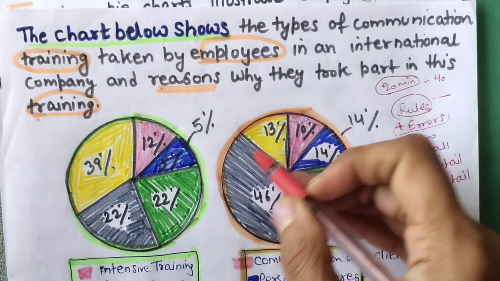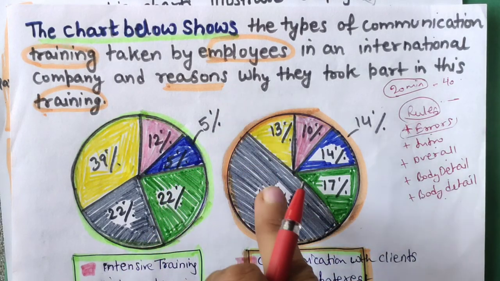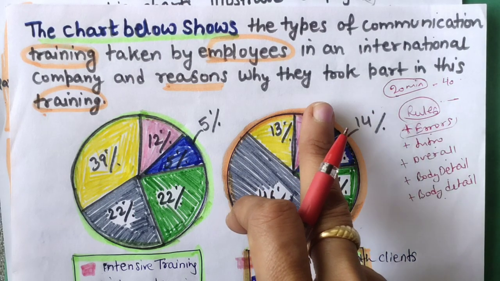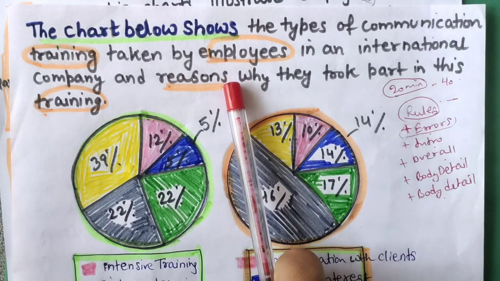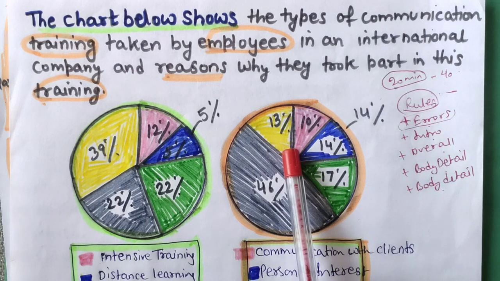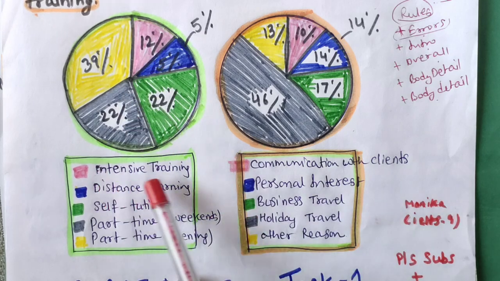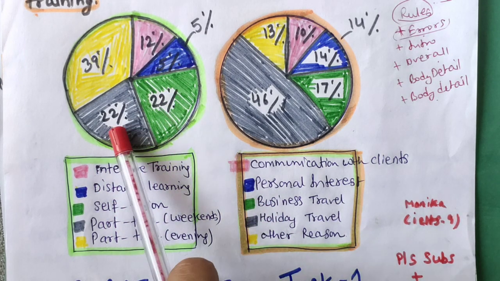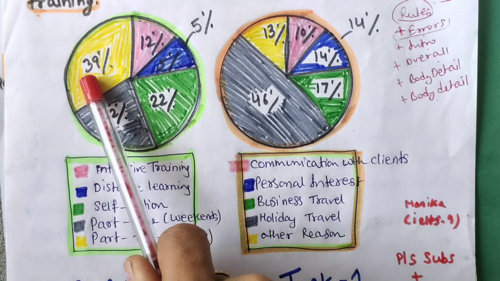And now how to do the analyzing. I am doing the analyzing only. After getting the question paper, we know we will spend 20 minutes, and out of 20 minutes, the first 3-4 minutes we will analyze the diagram. First I have read the question statement. I have come to know that they are talking about some communication training and the reasons. Now let's read the categories or groups. The pink one is intensive training, blue one is distance learning, then self tuition, then part time weekend, and finally the yellow one is part time evening.